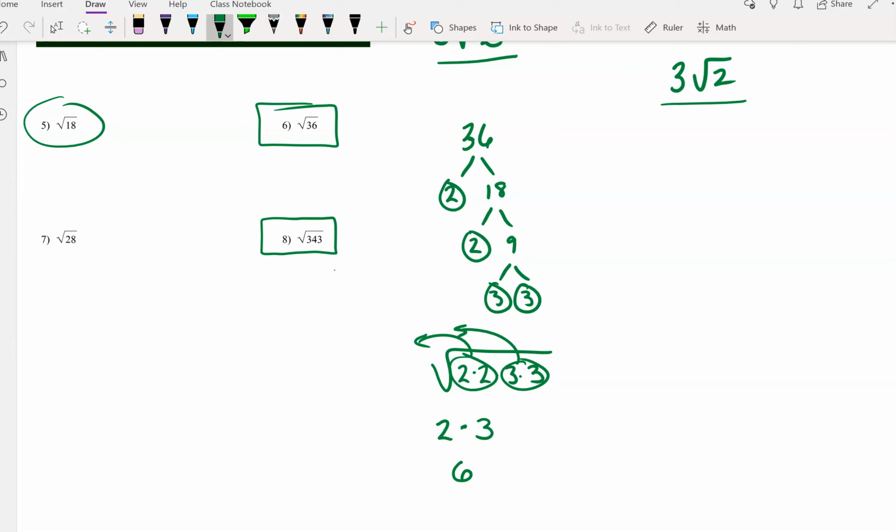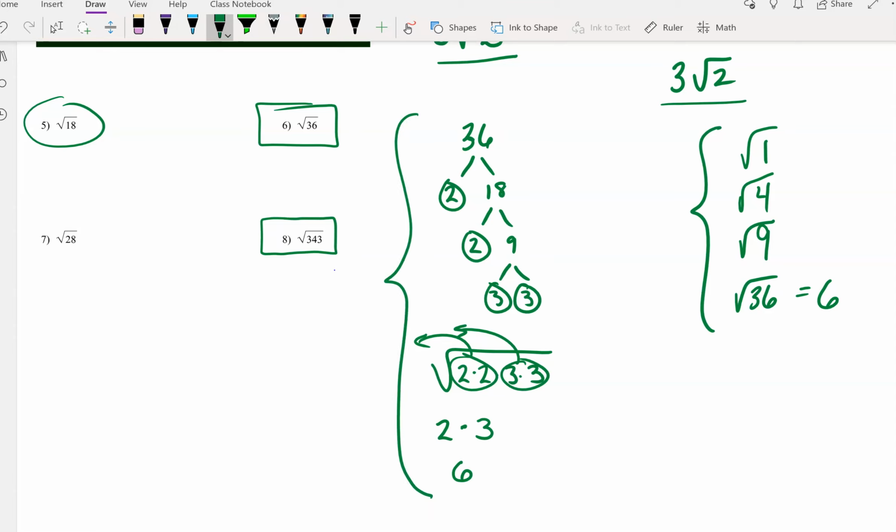Now probably an easier way to go about solving this problem is just to remember some of your perfect squares. Like, you know, the square root of 1 is 1, and the square root of 4 is 2, and the square root of 9 is 3. So as you look at your perfect squares, we actually know that the square root of 36 is 6, that's just a good one to remember. So you can rely on your knowledge of perfect squares, or you can go through this process of working through your prime factorization.